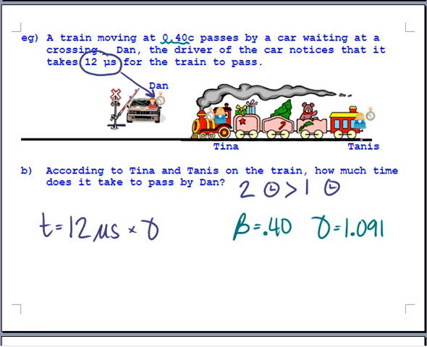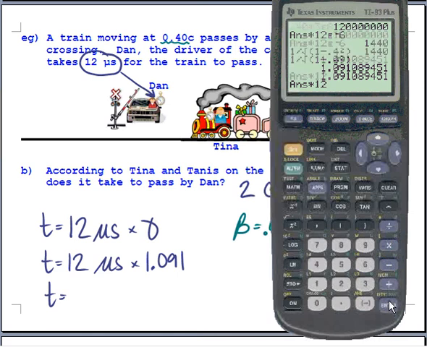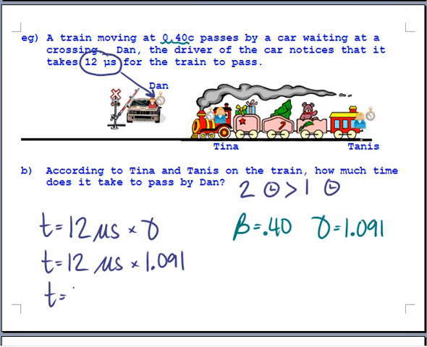So in this case, to find time, we're almost there. This one's quick. It's 12 microseconds multiplied by, I'm just going to leave it in microseconds, right? It doesn't matter what the units are here. Times 1.091. The amount of time, according to Tina and Tanis, those observers on the train, is 13.1 microseconds. There's part B. Sort of last day's lesson. And then let's try part C.